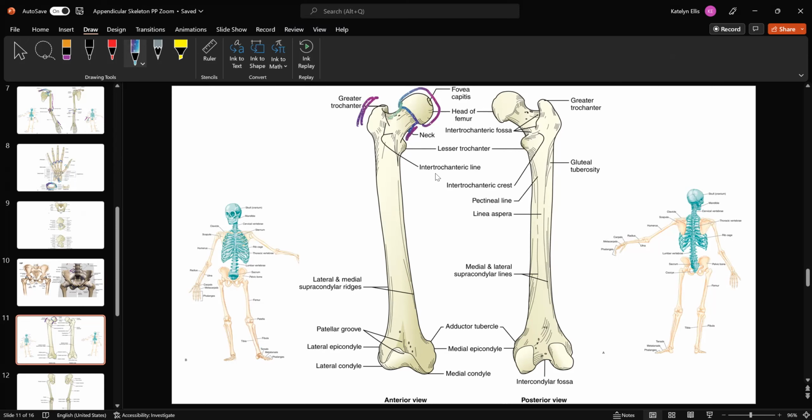This is the intertrochanteric line, okay? The image that we saw before was quite a bit better, but this is the line that was being described before between the trochanters, the intertrochanteric line. It is there.